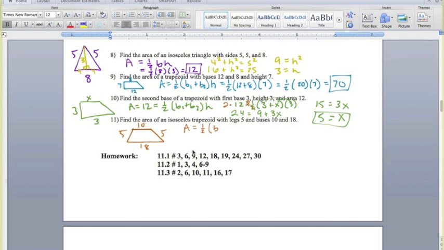Area is 1/2 base 1 plus base 2 times height. We know base 1, we know base 2, but we do not know height because height has to be straight up and down. So our heights would be like those. So I'm going to draw both of those in.